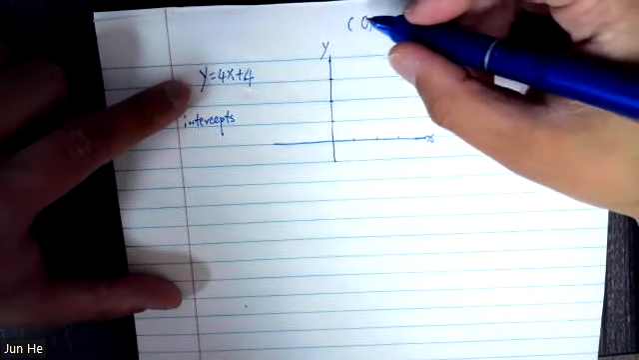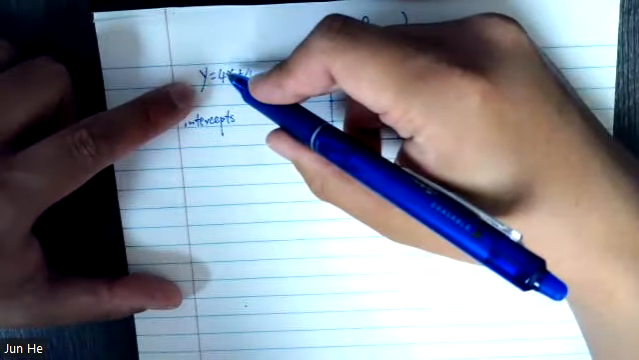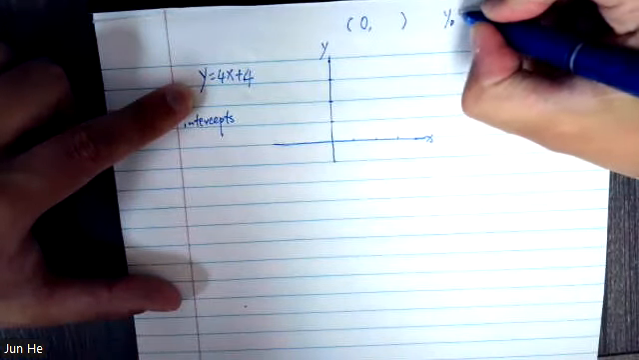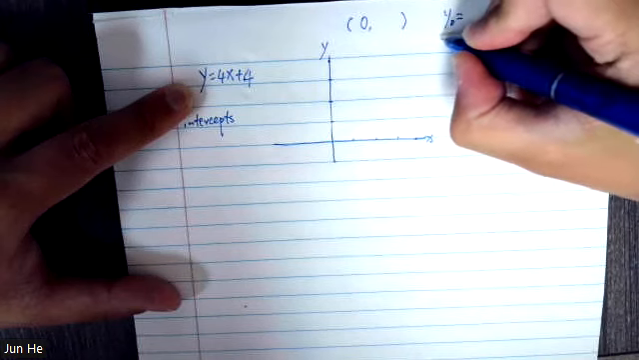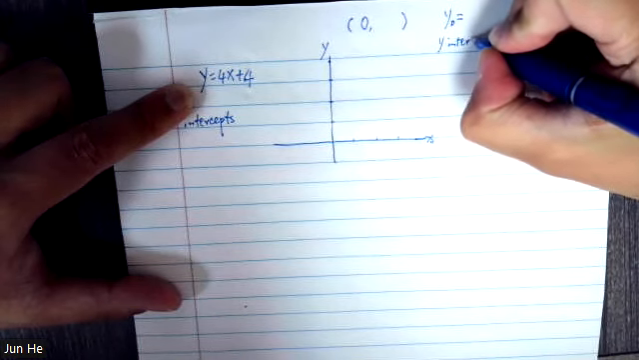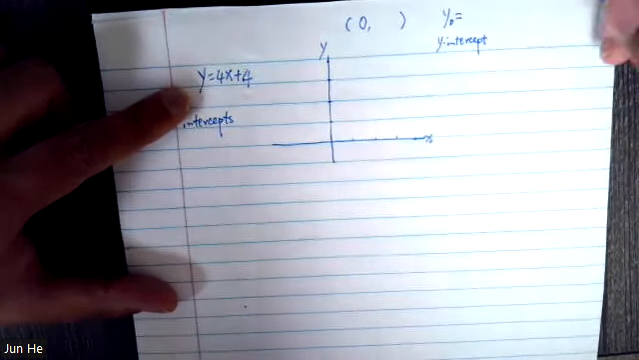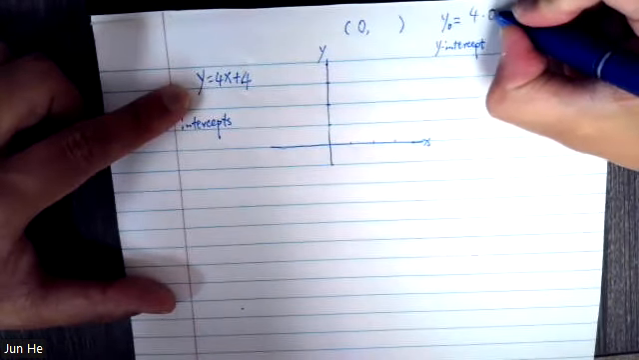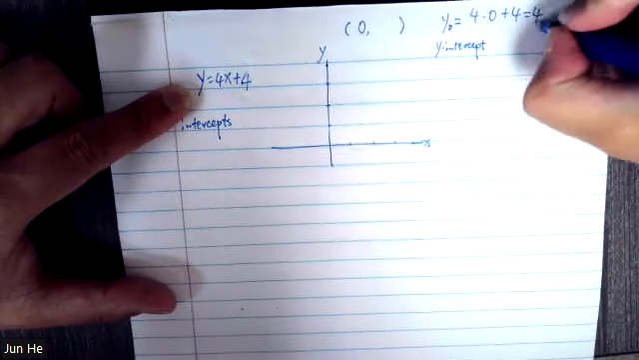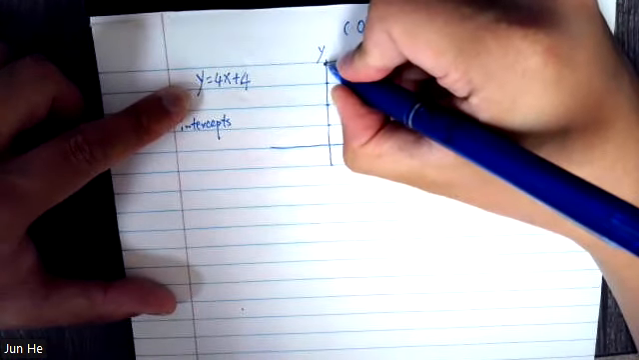So here, when x equals 0, in this case, y equals 4 times 0 plus 4. I'll just label this y-intercept as y0. And here that is 4 times 0 plus 4 equals 4. So the y-intercept of this line is here.